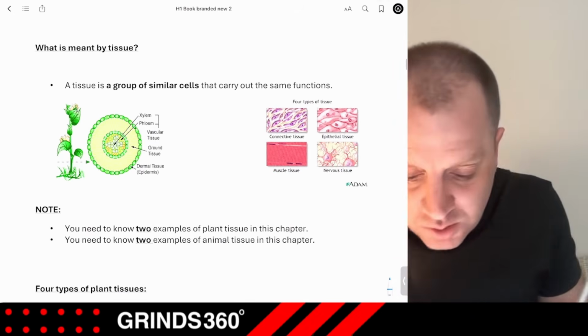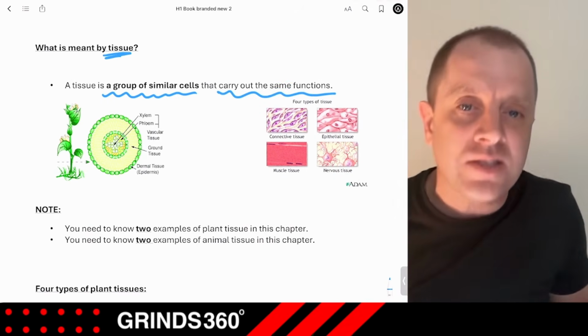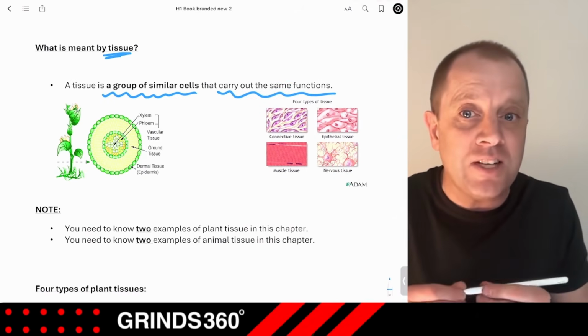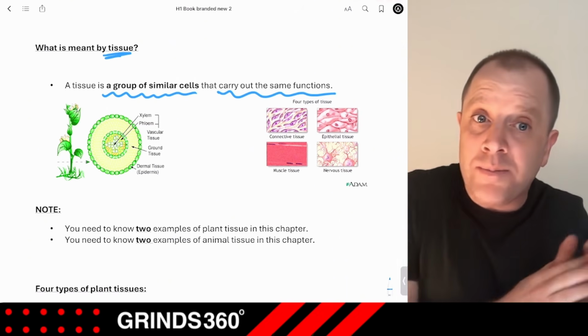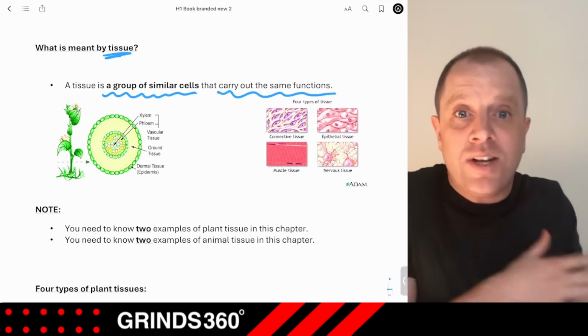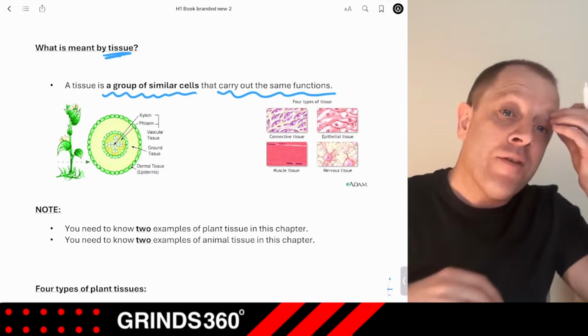So let's have a look at this. What is meant by a tissue? It's a group of similar cells that carry out the same function. Now that's a simple definition, but you got to know it. And definitions make up 15, maybe even more, 20% of your leaving cert, either directly or indirectly. Because sometimes if you know a definition, it helps you answer a form of question.